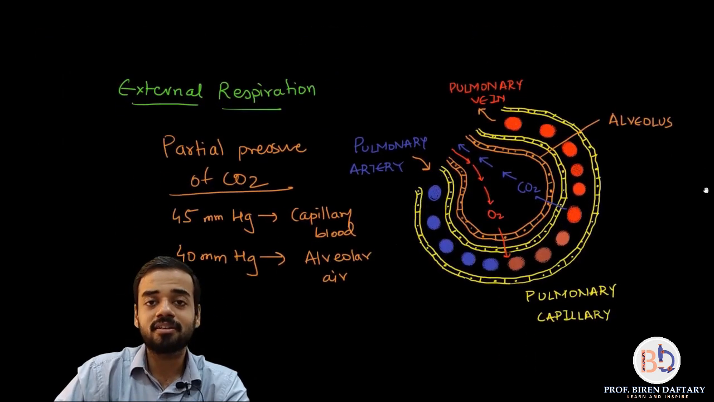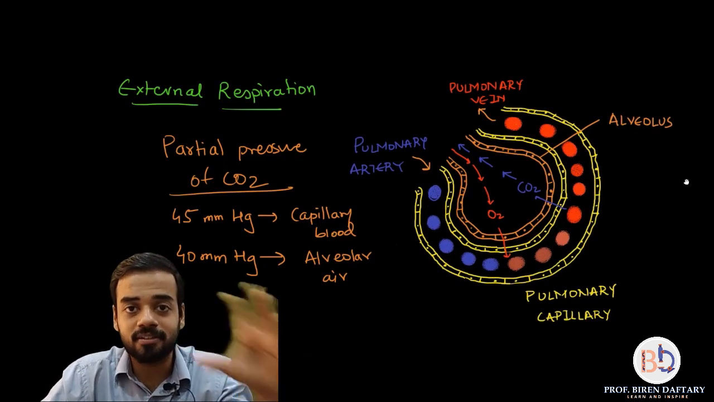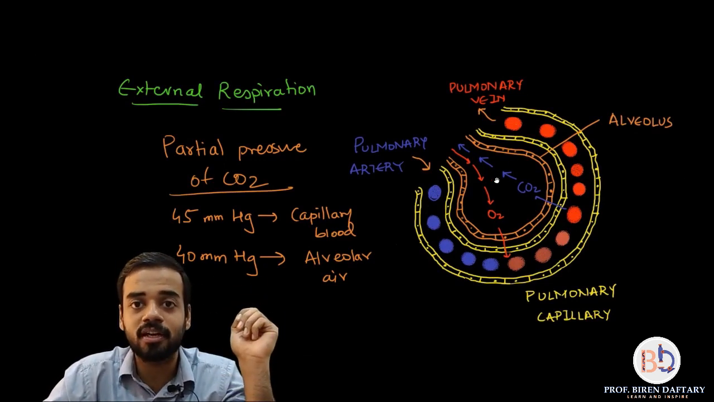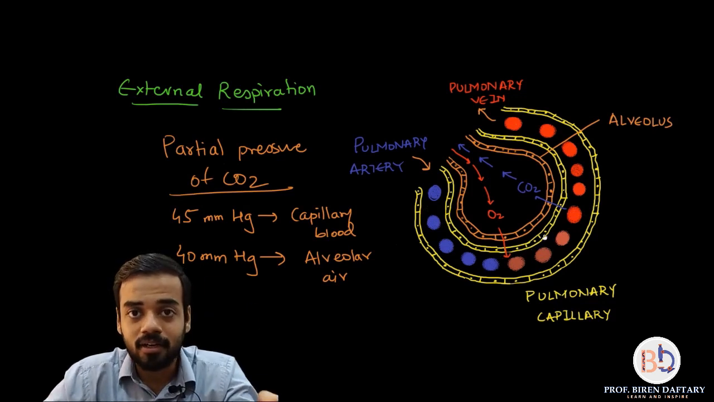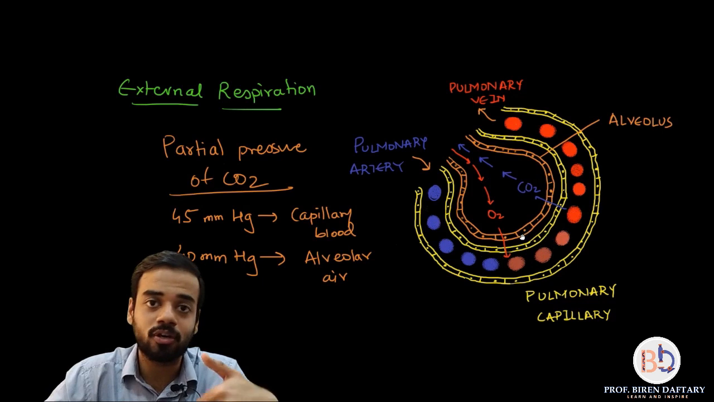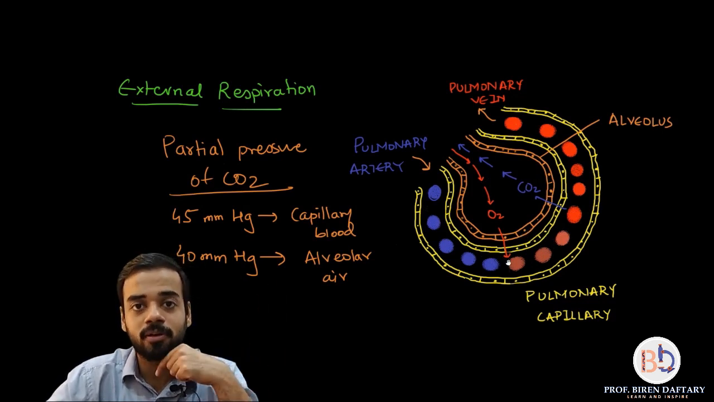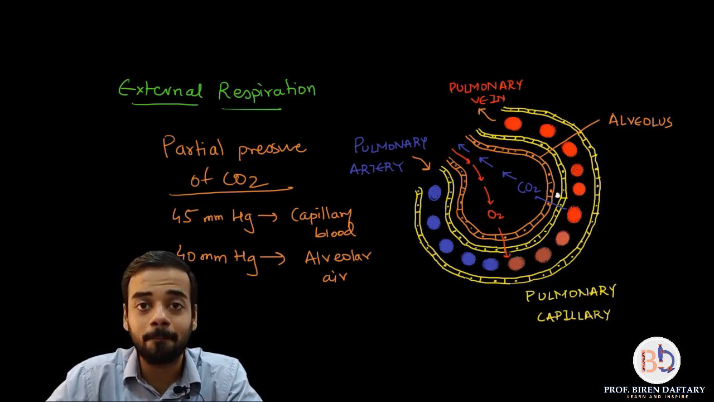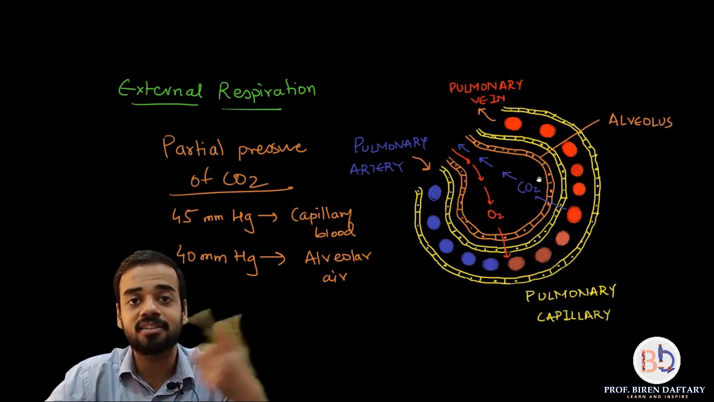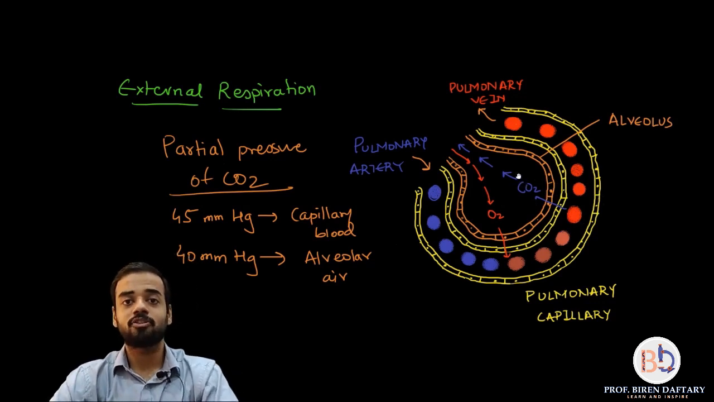Okay, so in external respiration, please remember, first thing is that oxygen partial pressure is more in the alveoli compared to the oxygen partial pressure in the pulmonary capillary. 104 versus 40, so from where to where will it go? It will move from 104 to 40. Oxygen goes into the blood. Carbon dioxide partial pressure is more in the pulmonary capillary compared to the alveolar air. 45 versus 40, from where to where will it go? From the pulmonary capillary to the alveoli. So that is the movement.